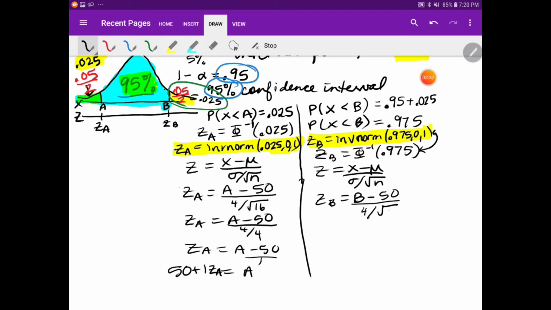Okay, so square root of 16. So that's B minus 50, again over 1, because that's 4 over 4. So that's B equals 50 plus ZB.